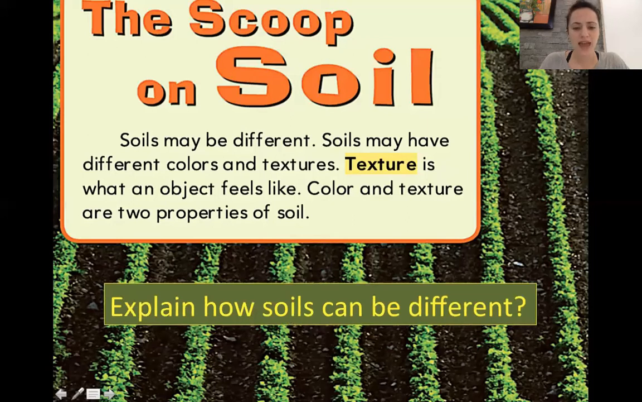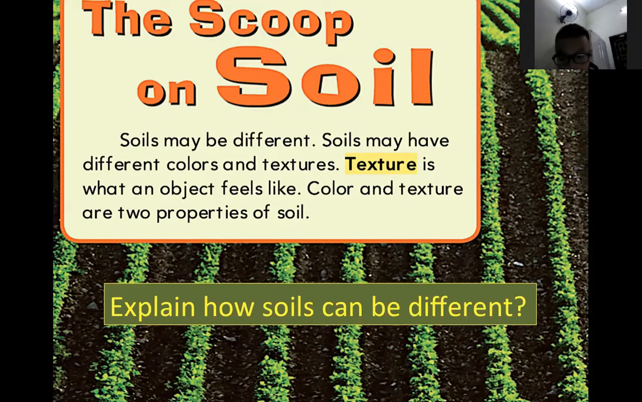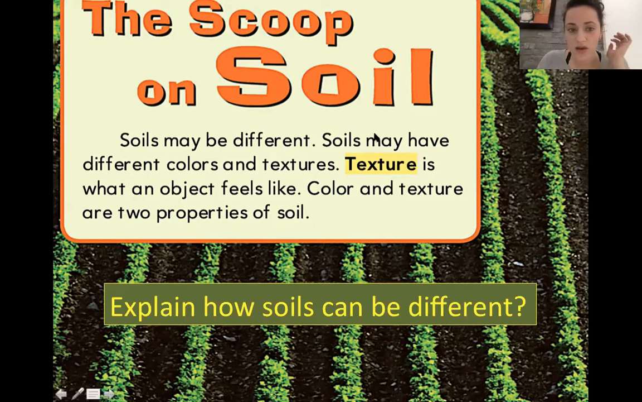So, explain how soils can be different. Sino, how can soils be different? The soil is different from plain because they have different color. All right, different colors, excellent. How else can soil be different? So Sino said soil can have different colors. How else can soil be different?